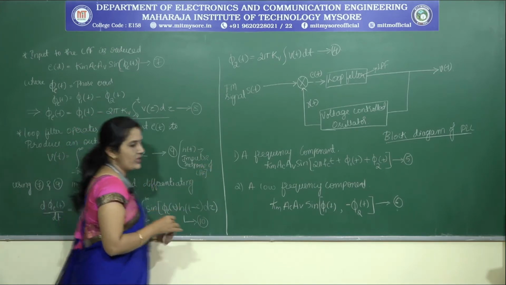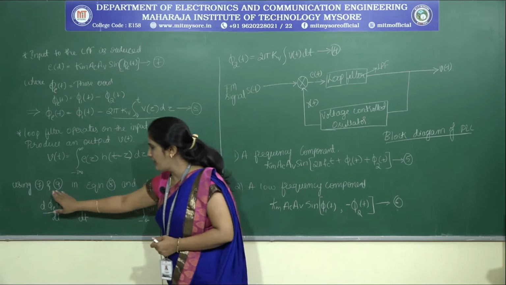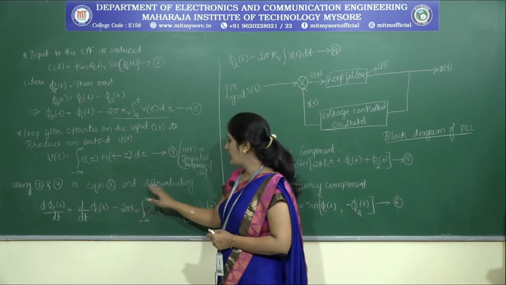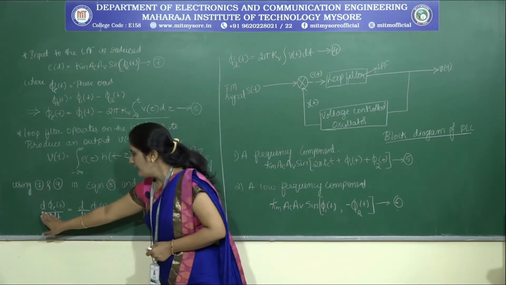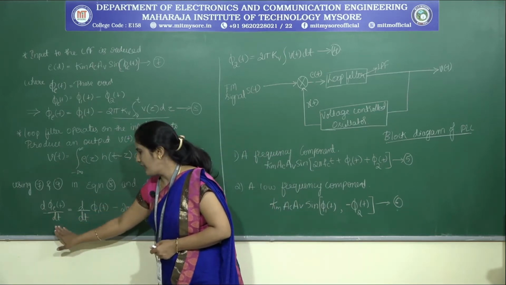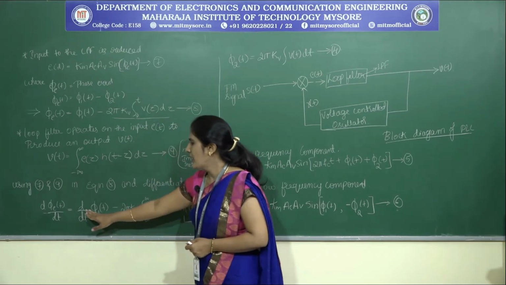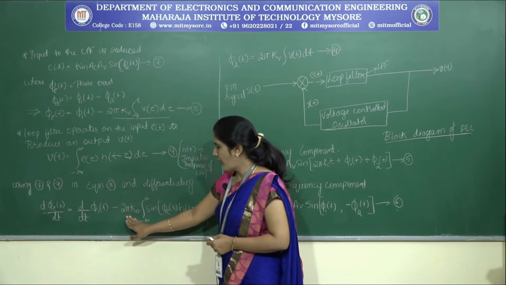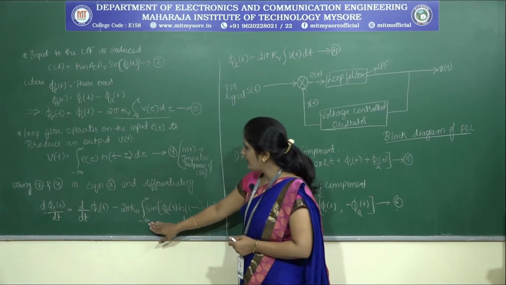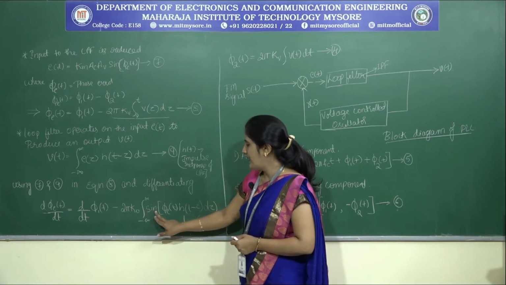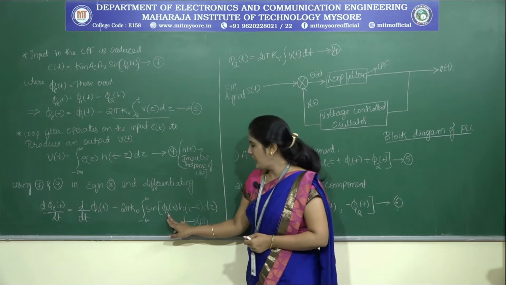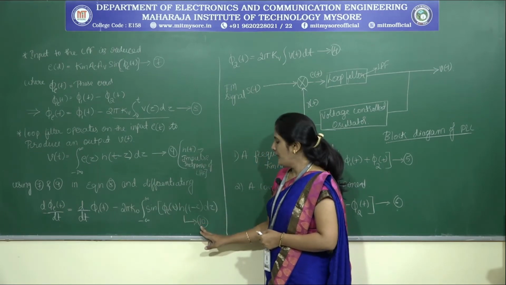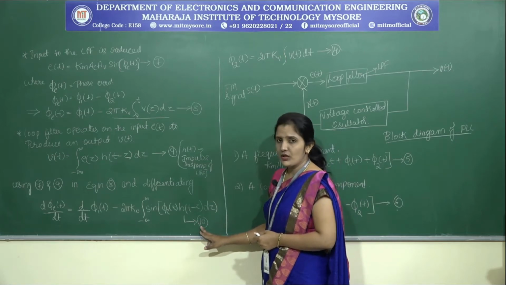So after differentiating this, using equations 7 and 9, that is, putting them in equation 8 and differentiating, we are going to get d phi E of t by dt is equal to d phi 1 of t by dt minus 2 pi k naught times the integral from minus infinity to infinity of sine phi E of tau into h of t minus tau into d tau. Let us consider this as equation number 10.